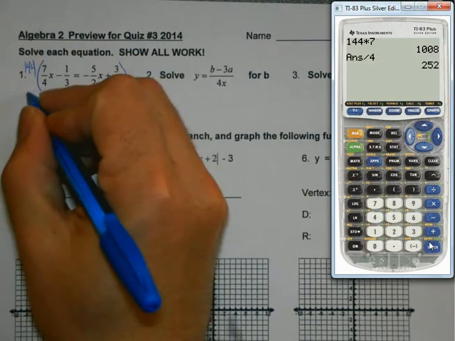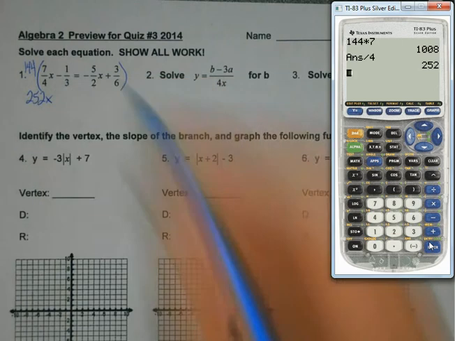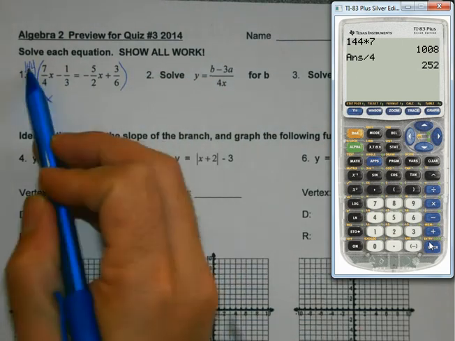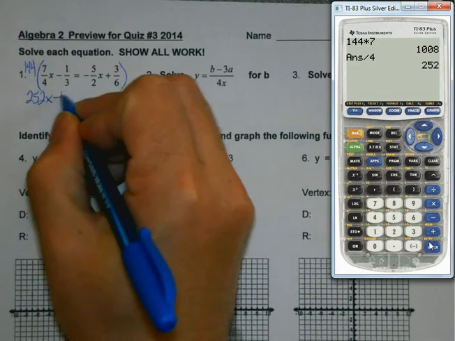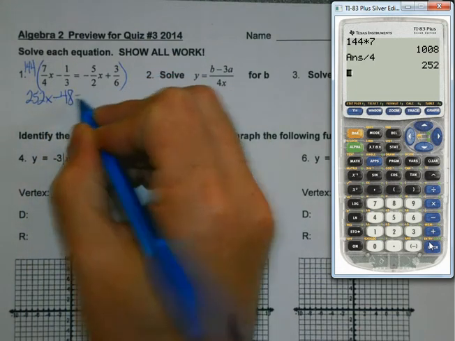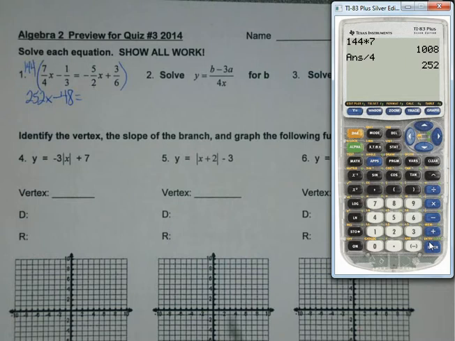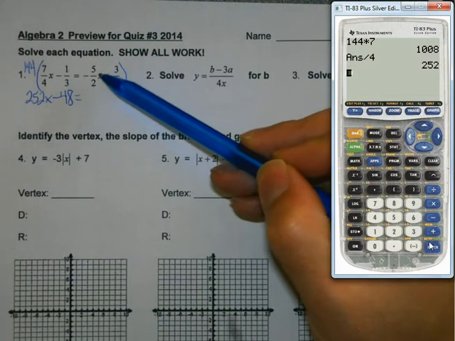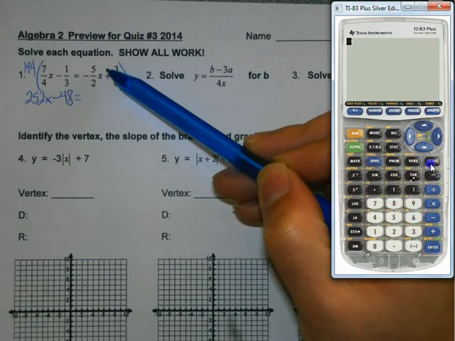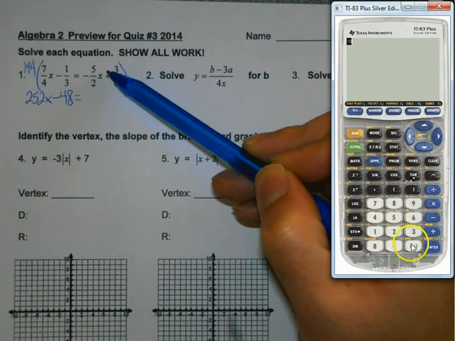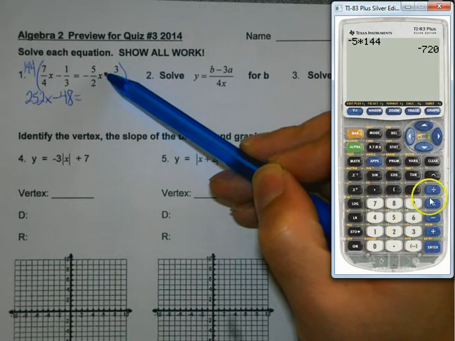So I've got 252x. Then I would go through and I'd do 144 times 1 is 144, divided by 3 is 48. And again, using the calculator on this, not a bad thing. When I get over to the other side, now I have to be a little bit more cautious here, because now I have a negative 5 over 2. And my other thing I want to watch is when I'm doing these. So negative 5 times 144, and then divide by 2.